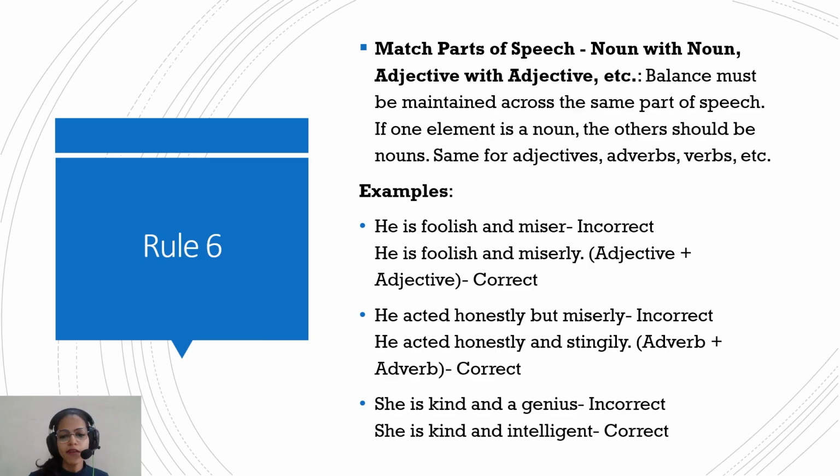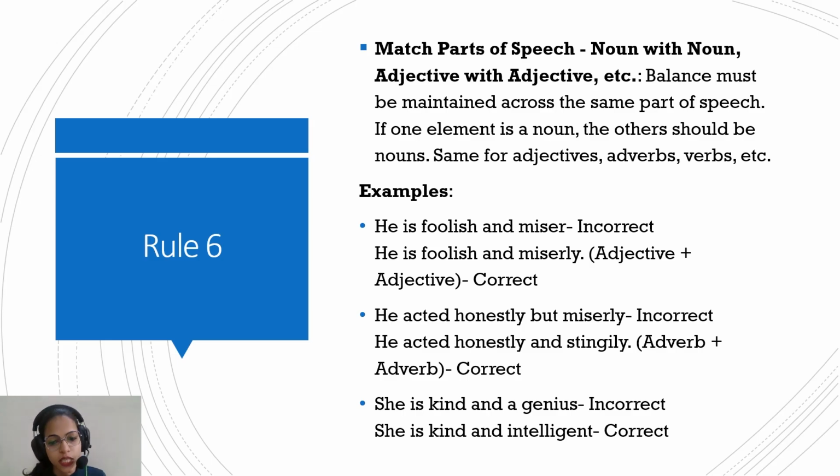He is foolish and miser. Now why is this incorrect? Because foolish is noun and miser is adjective. Oh, sorry. Foolish is adjective and miser is noun. So, in order to correct it, we will write: he is foolish and miserly. Now, both are adjectives. So this is now more consistent and hence the grammatically correct statement.